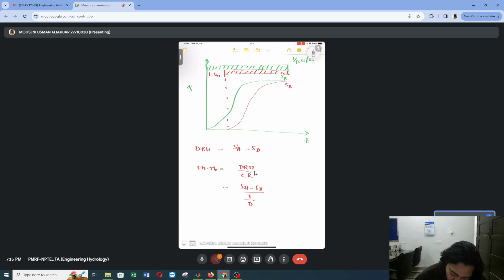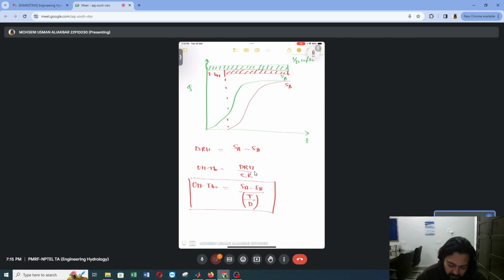It could be any R, so we can say that it could be generalized in terms of T by D. So the unit hydrograph of TR could be obtained by this relation. The numerator here is the DRH, whereas the denominator is the effective rainfall, right? So using these two methods we can calculate the unit hydrograph based on different rainfall durations.